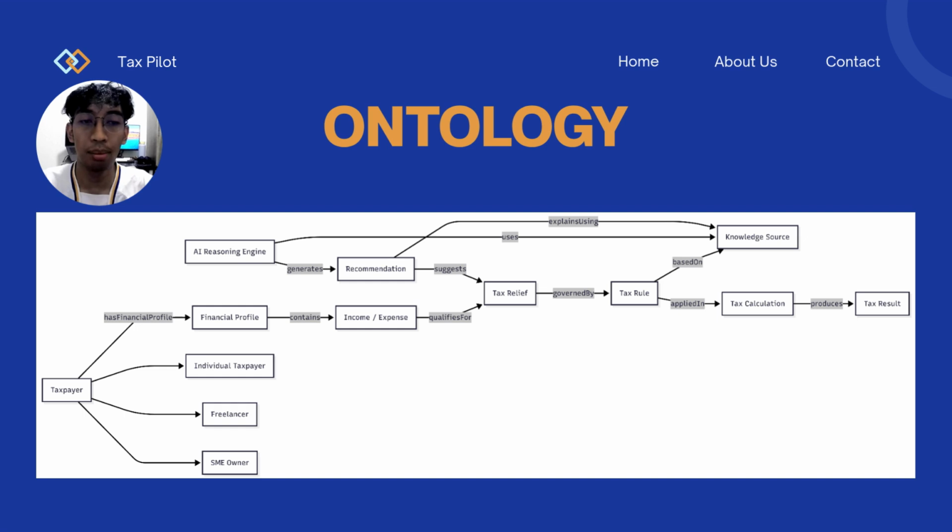The reliefs are governed by the tax rules that are derived from official knowledge sources such as LHDN regulations and public rulings. The AI reasoning engine then uses this knowledge to generate personalized recommendations, while the tax calculation component applies the rules to produce the final tax result.